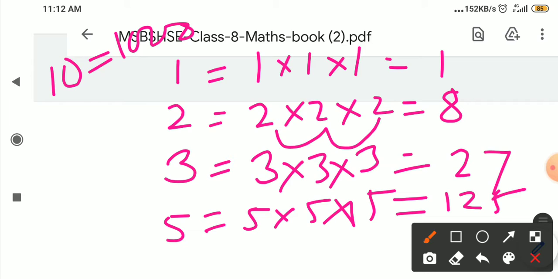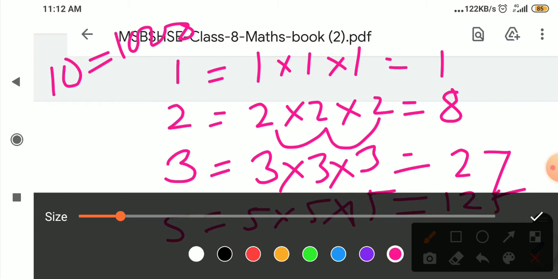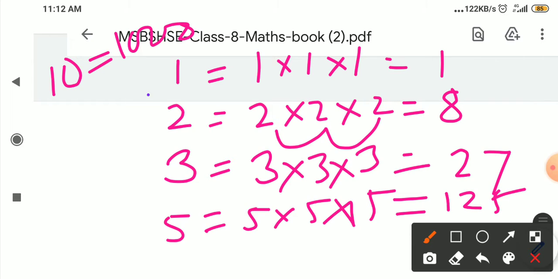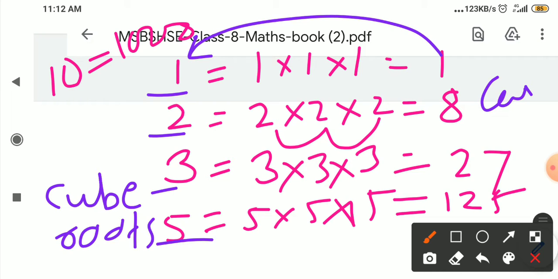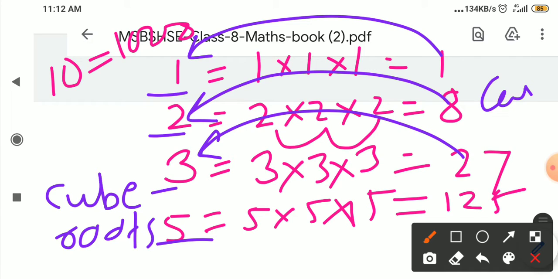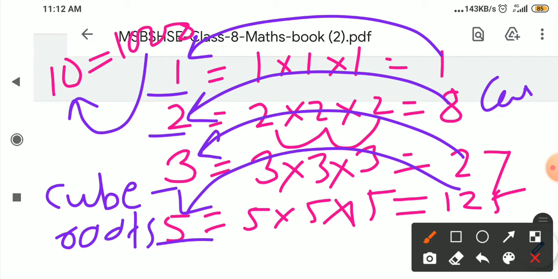In this way, the numbers 1, 2, 3, 5 are the cube roots of these cubes. So 1's cube root is 1, 8's cube root is 2, 27's cube root is 3, 125's cube root is 5, 1000's cube root is 10.